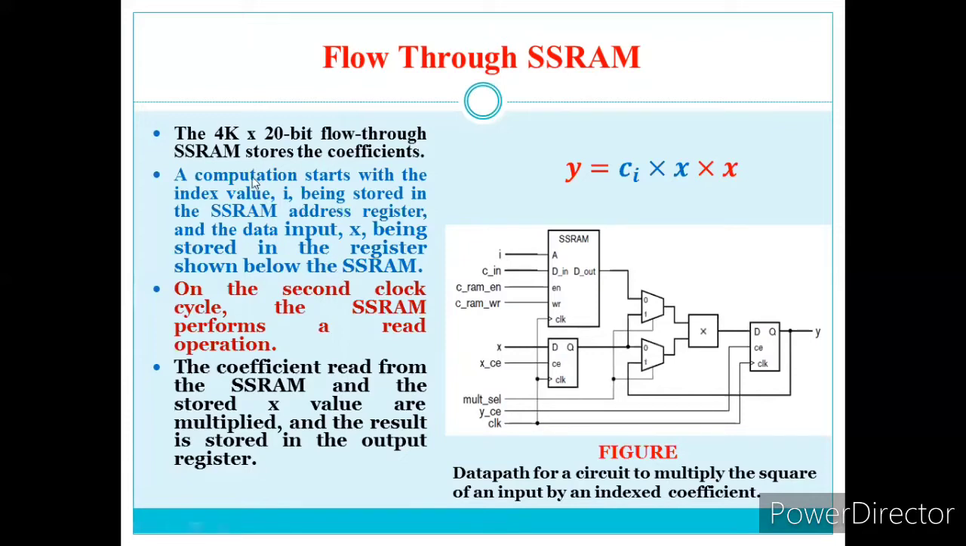Okay, so the computation starts with the index value I being stored at the SSRAM address register and the data input X being stored in the register here. That's the flip-flop. In the second clock cycle, the SSRAM performs the read operation, so whatever coefficient is stored in the memory is read. The coefficient read from the SSRAM is then multiplied with the X value coming from the flip-flop, and the result is stored in another register here.